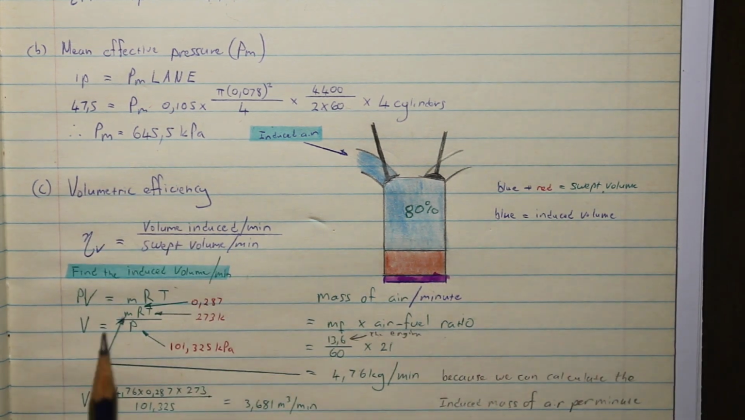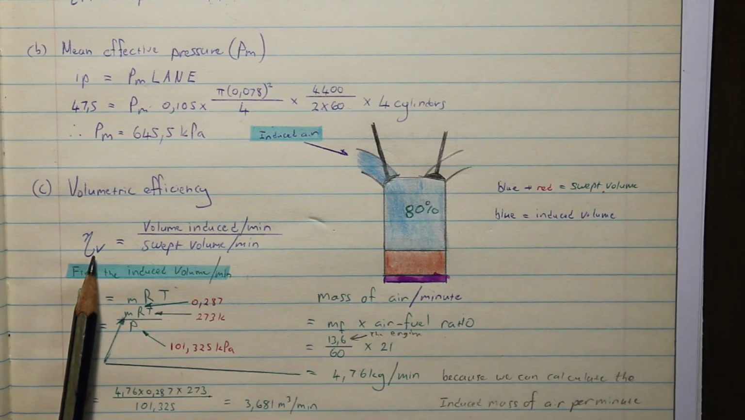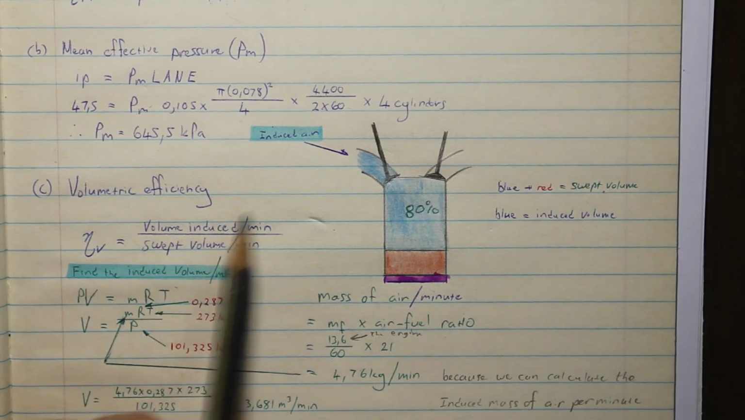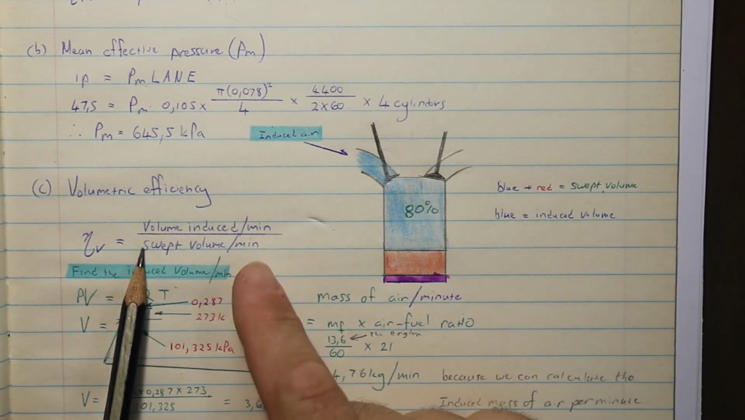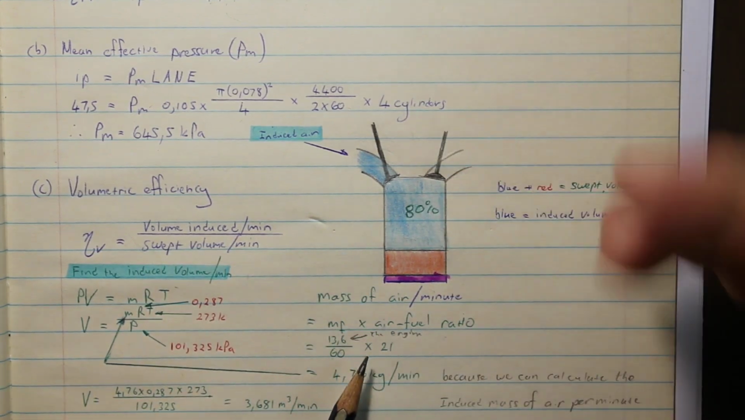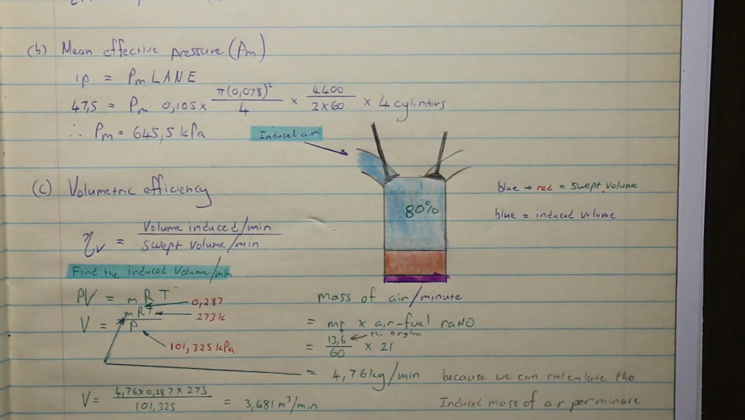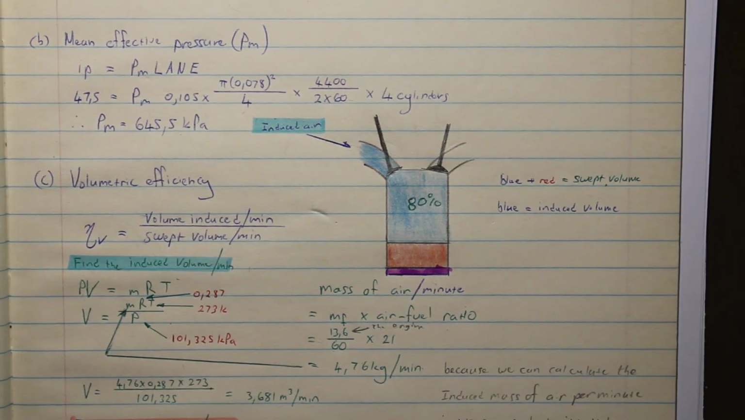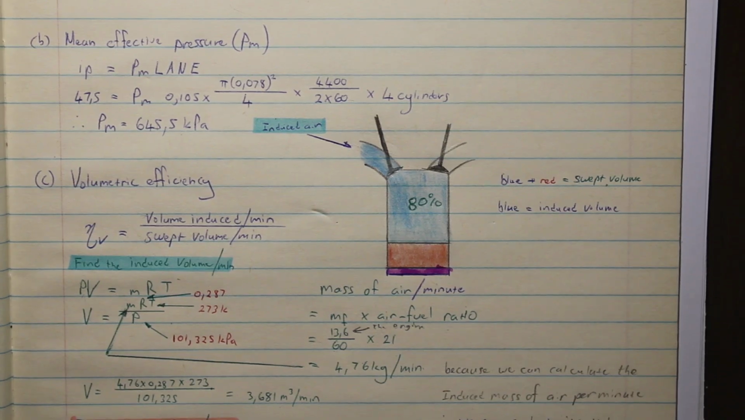So I hope that makes sense. So again, volumetric efficiency is the induced volume, the blue area, over the swept volume, which is the blue plus the red. Okay, so that's what we're comparing there. All right, so now that we have an understanding of what volumetric efficiency is, now we can continue with part number C of the question.